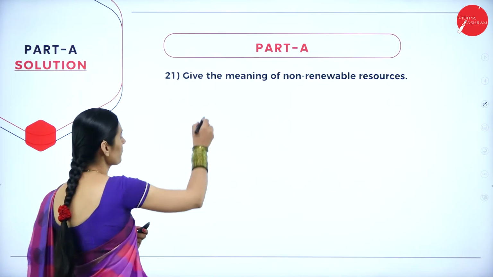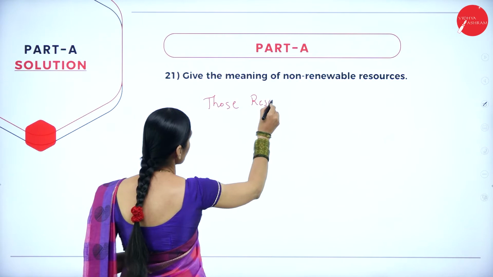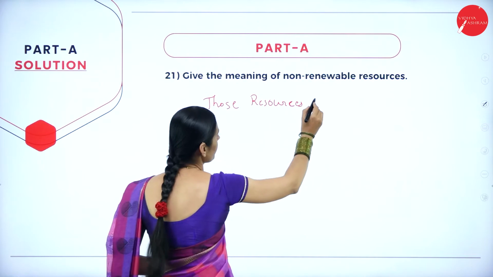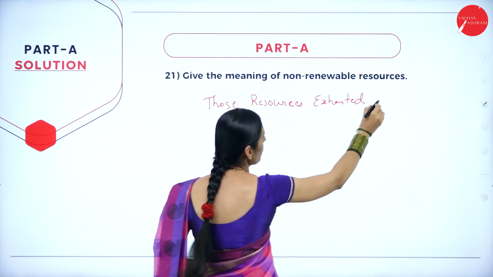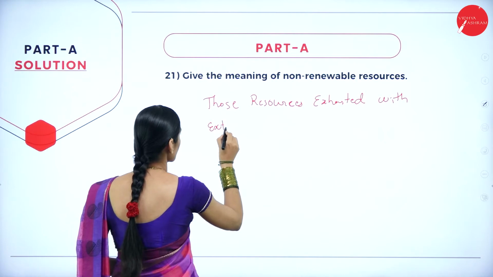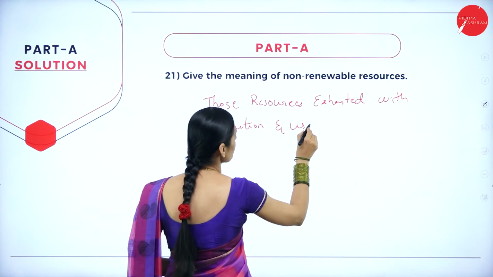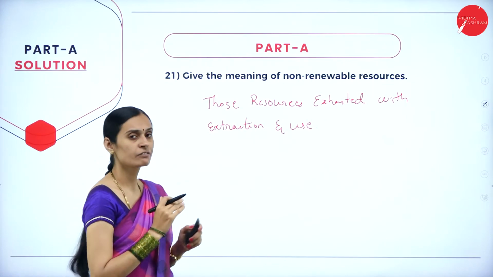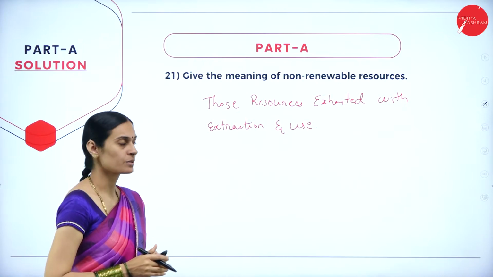Those resources exhausted with extraction and use. Okay, if you are continuously using or extracting those resources, they will get exhausted. So that is considered as non-renewable resources.